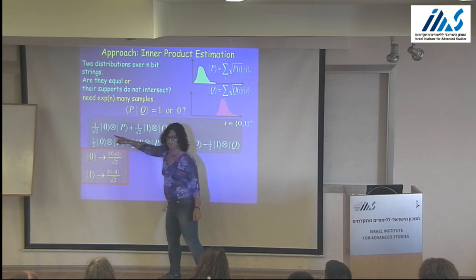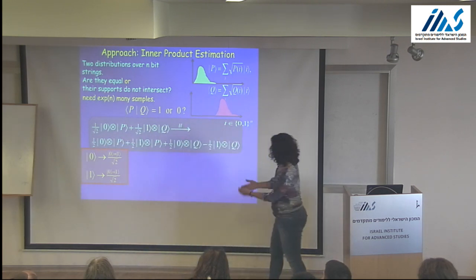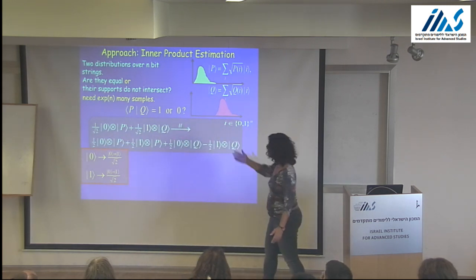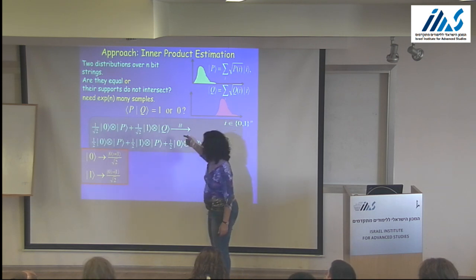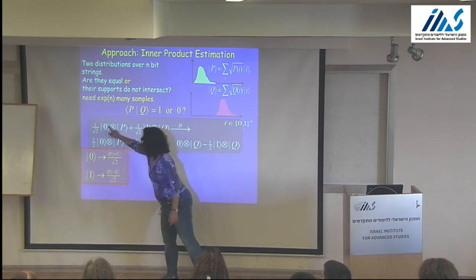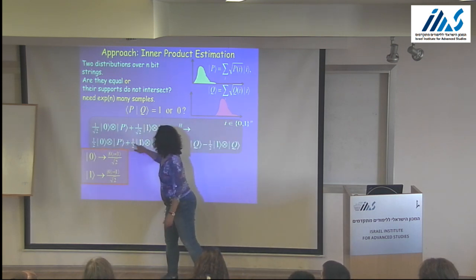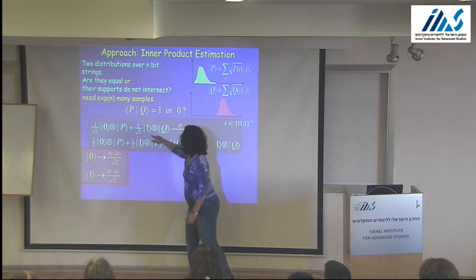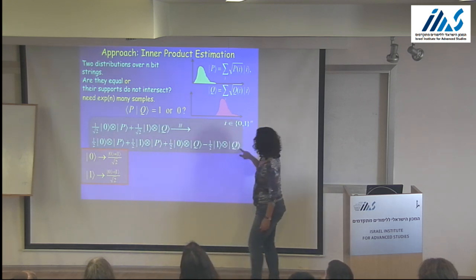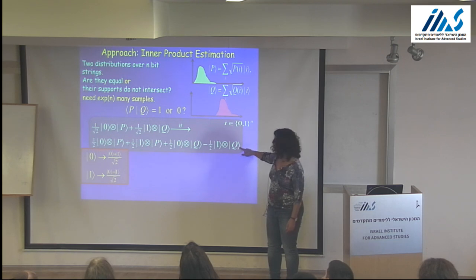So you have this state, and we have access to it. We just apply the Hadamard and measure the first qubit. If you apply the Hadamard on the first qubit, this term goes to this plus this, and this term goes to this minus this. And now if p equals q, what would happen?